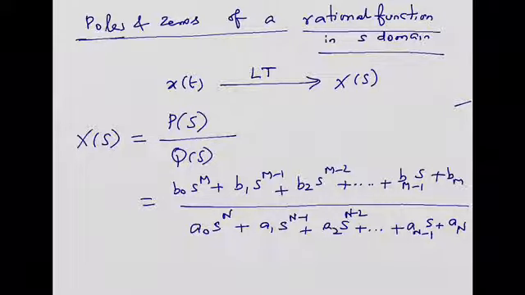Hello everyone. Let x of s be the Laplace transform of x of t, a time domain signal. When x of s is expressed as a ratio of two polynomials in the s domain, then x of s will be called a rational function of s. The zeros and poles are two critical complex frequencies at which a rational function of s takes two extreme values such as 0 and infinity.